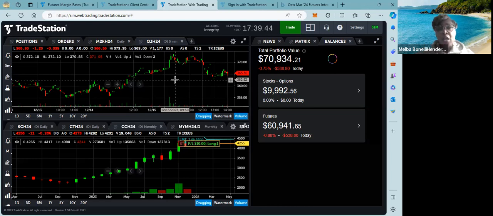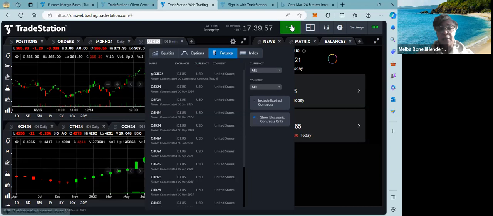And so to actually put the trade in for OJ24 that we discussed before, you would click that green trade button up at the top. Yep, she highlighted it.